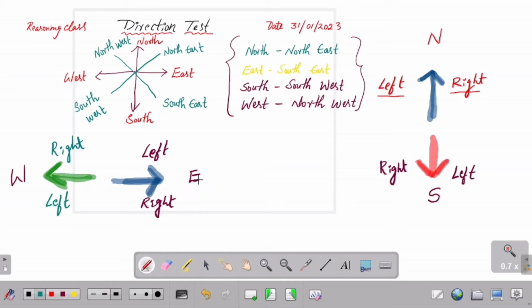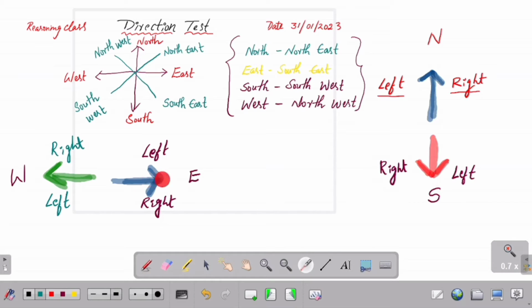So you should not confuse with these directions. Whenever you are thorough with these directions, we will clearly do the sum whenever the problem is given. Once again, I am repeating. When the direction is towards the north side, when the arrow is upwards, this is your right and this is your left. When the arrow is downwards towards the south side, it is quite opposite: right becomes left, left becomes right.